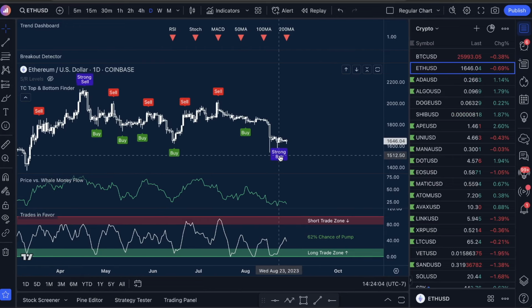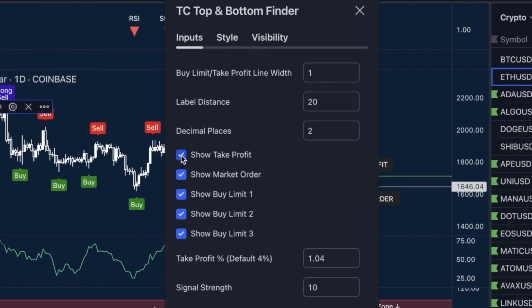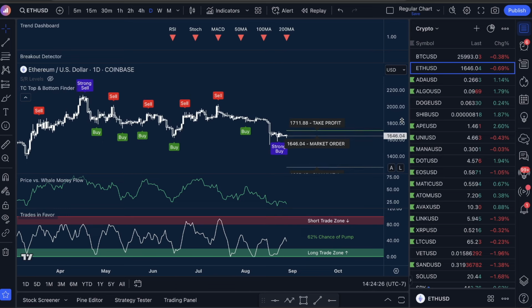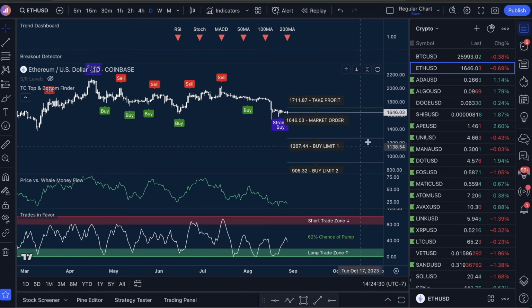I'll take this one step further if you guys want to see this, and this is how we're winning all of our trades. The top and bottom finder comes with risk management. Did you guys see what I did? I opened this up here, this settings button. You don't need to change anything else. This isn't like you open this up and change a bunch of settings. That's ridiculous. Leave everything where it's at. Just turn on a take profit, the market order, buy limit 1, buy limit 2, and buy limit 3 if you want. What this does is if you were to enter into a trade right now, it will give you the market order, buy limit 1, and buy limit 2.